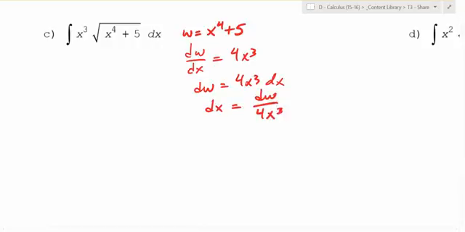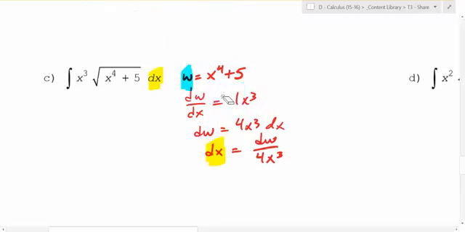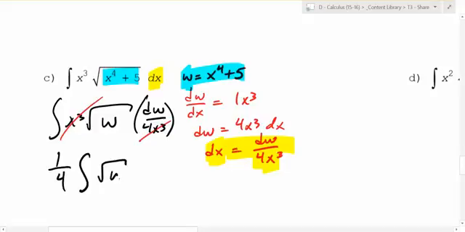So now you take this and plug it there, and you take this, sorry, I'm highlighting like a crazy person today. This one goes right there. So what do we end up with? We end up with something kind of helpful. X cubed times the square root of w, and instead of dx we write dw over 4x cubed. Oh, what cancels? Hey, that's nice. And we can factor out that 1/4, right? So what do you end up with? 1/4 the integral of the square root of w dw.